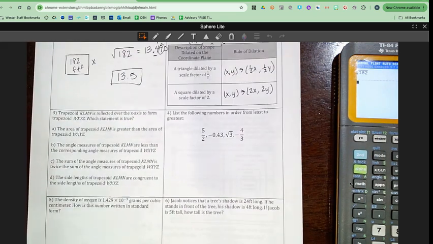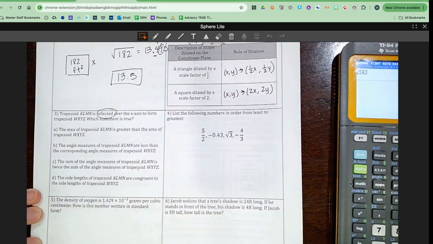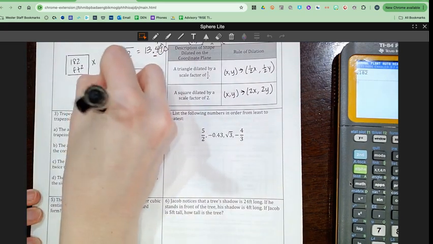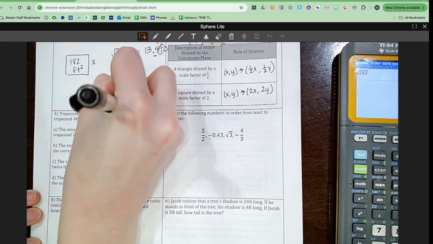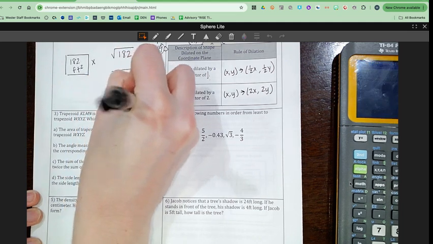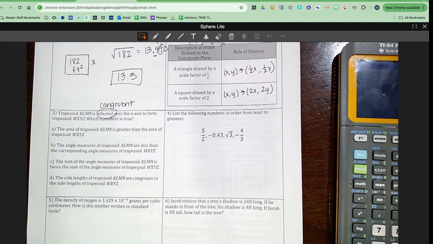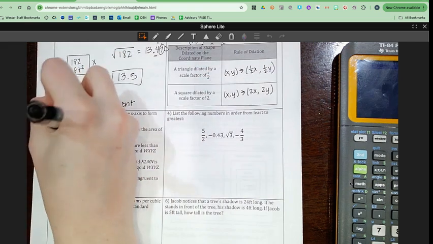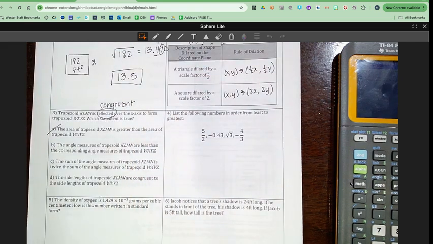Number 3, trapezoid KLMN is reflected over the x-axis to form trapezoid WXYZ. Which statement is true? If I am talking about a reflection, these shapes are congruent. The only transformation that changes the size is going to be a dilation. So A, the area of trapezoid KLMN is greater than the area of trapezoid WXYZ. Well, if they're congruent, the size isn't changing, so their areas are not changing. So A doesn't make any sense.